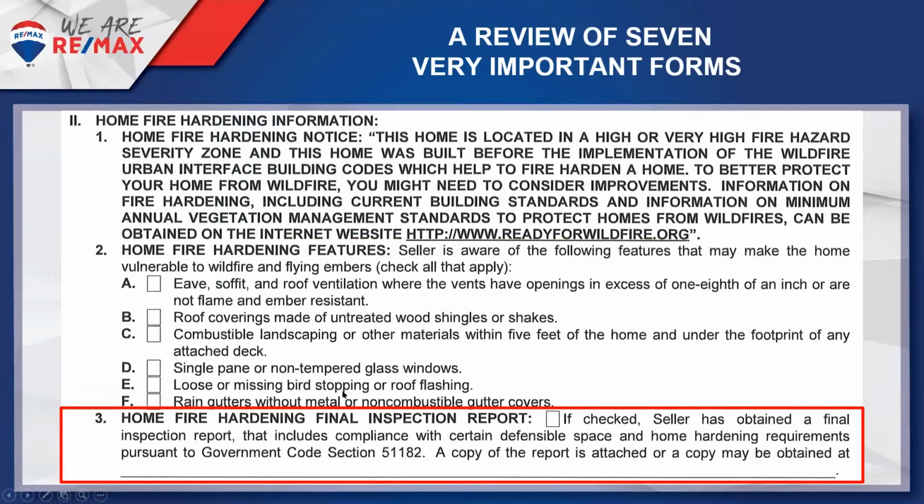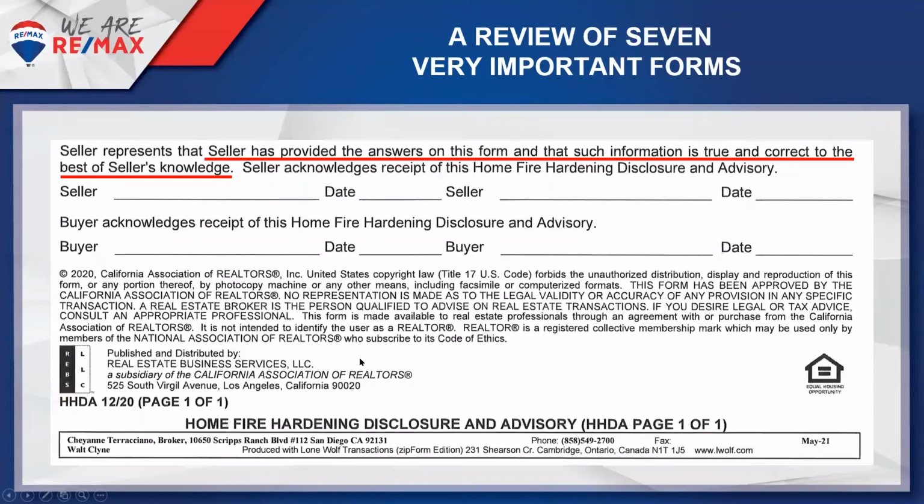Now, paragraph 323 discusses a home fire hardening final inspection report. This causes some confusion with agents. There's no requirement to get such a report. But if the seller has such a report, then the seller is obligated to either provide it, or if the seller can't find it, state where a copy of the report can be obtained. All right. Then the seller provides answers to this form to the best of the seller's knowledge. And it's as simple as that.